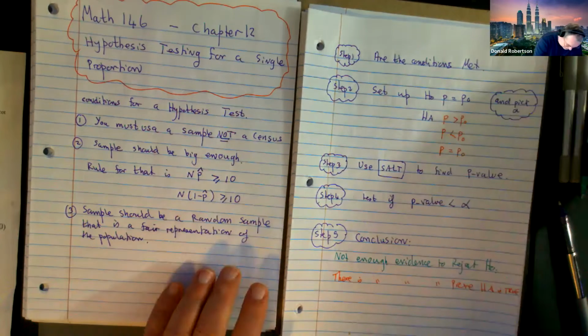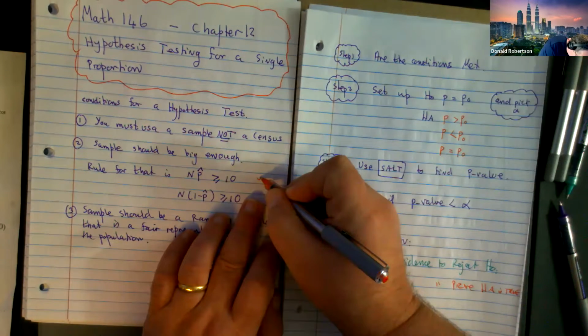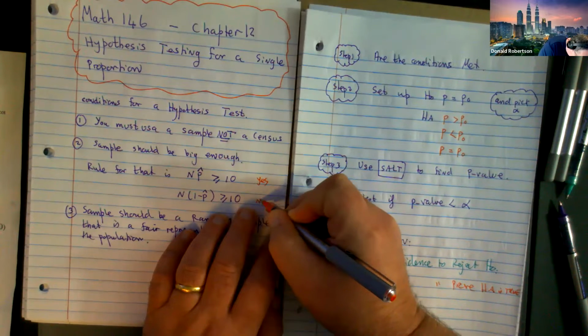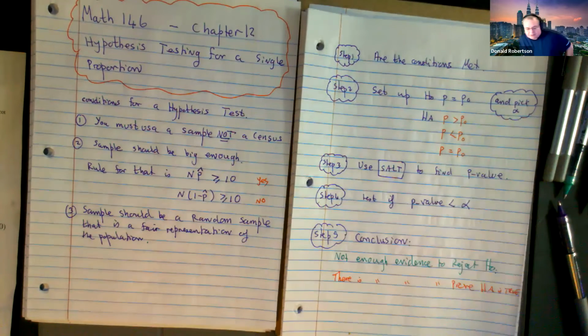In English, that basically means at least 10 people have to say yes, and at least 10 people have to say no to whatever that question is. So if the question is, are you going to vote Conservative, yes or no, at least 10 people must say yes, and at least 10 people must say no. If you get fewer than that, you shouldn't be doing a hypothesis test. It's very risky. It's not likely to give you good results.